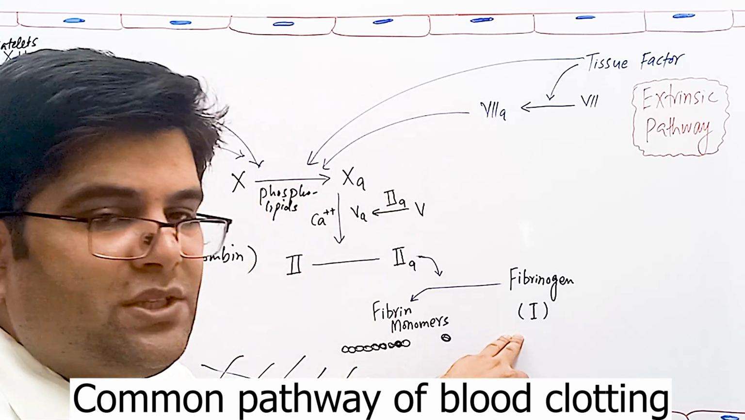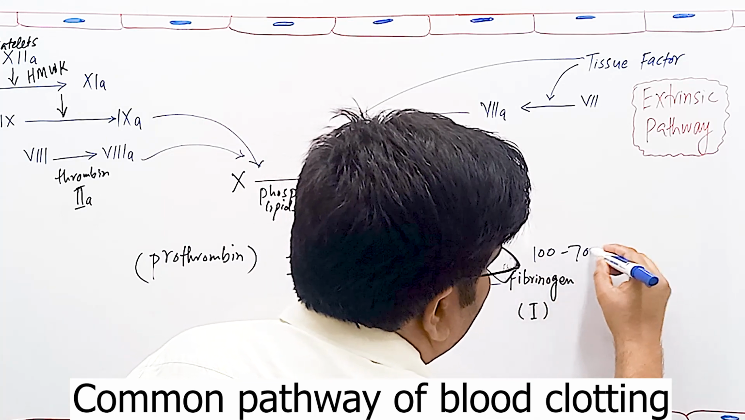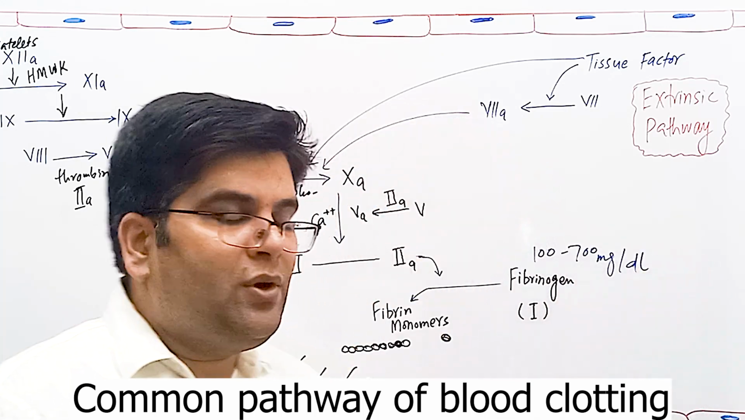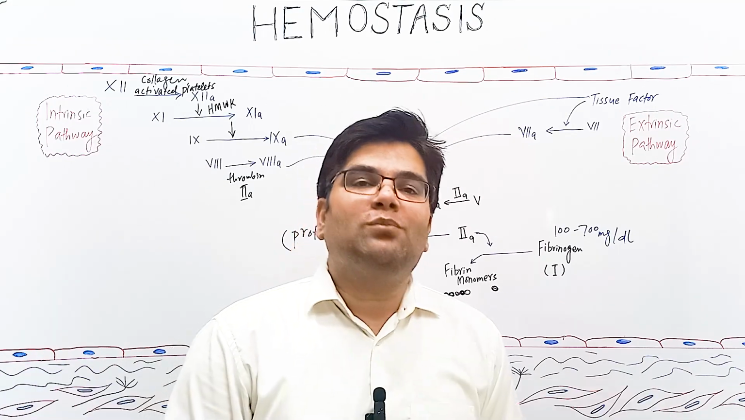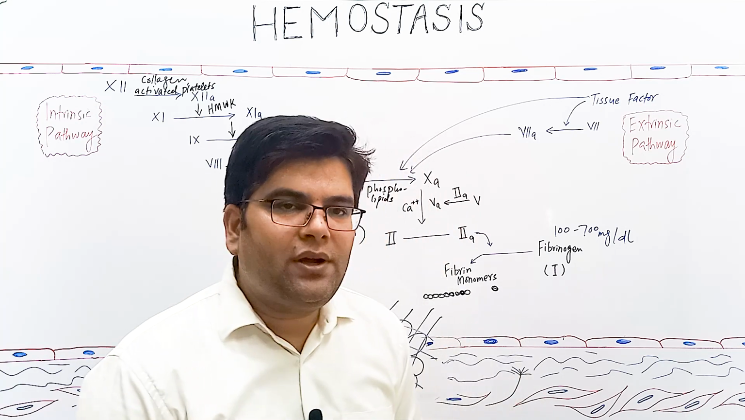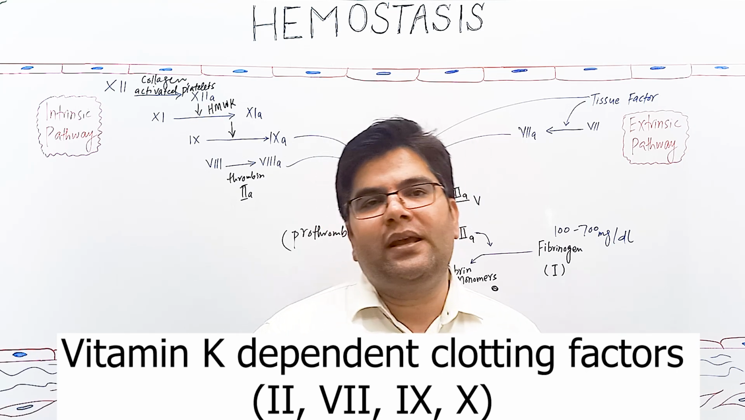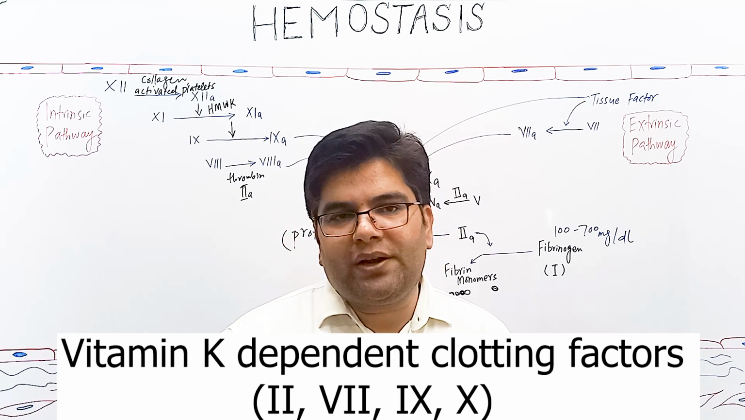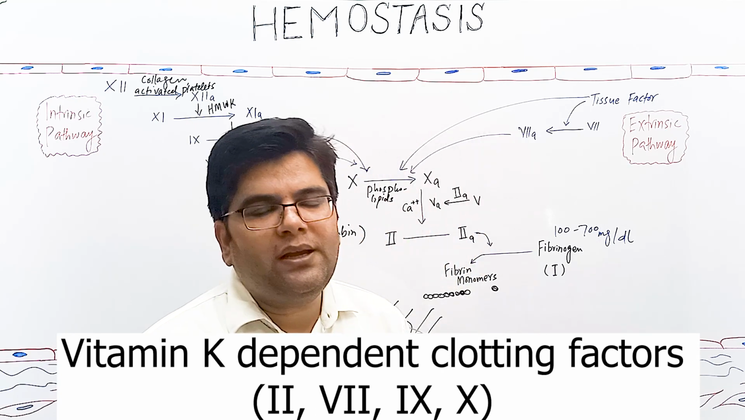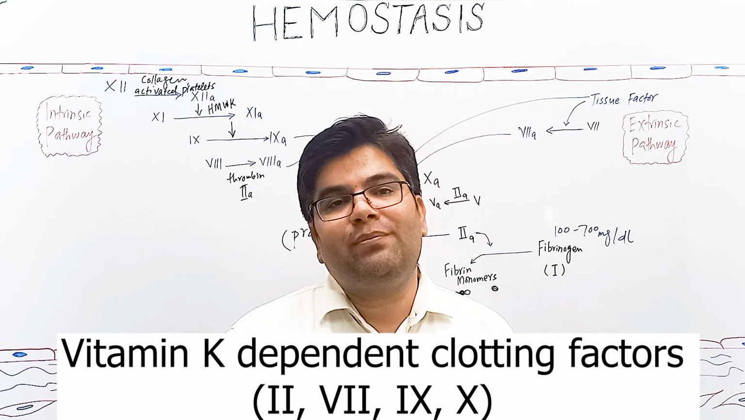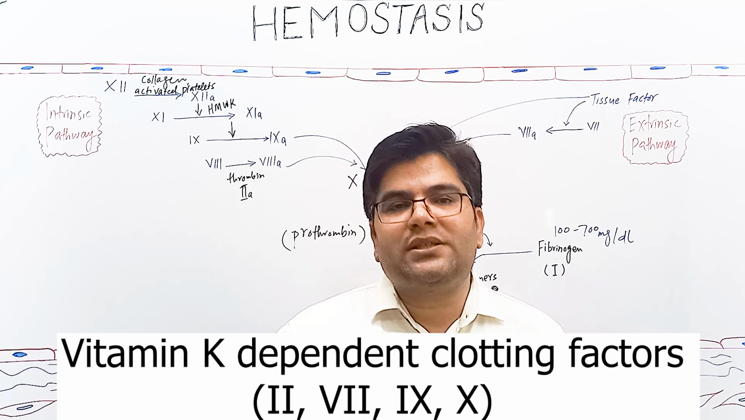This fibrinogen protein is also synthesized from the liver, and its concentration in our blood plasma is about 100 to 700 milligrams per deciliter. Fibrinogen is a soluble protein, however, when fibrin threads are formed, they are insoluble. Most of the clotting factors are synthesized in the liver, and some of them need vitamin K, especially clotting factor number 2, 7, 9 and 10. They are vitamin K dependent clotting factors which are activated in the liver in the presence of vitamin K. So in case of liver failure or vitamin K deficiency, there will be an increased risk of bleeding or bleeding tendency, and the clotting time will be increased in such cases.